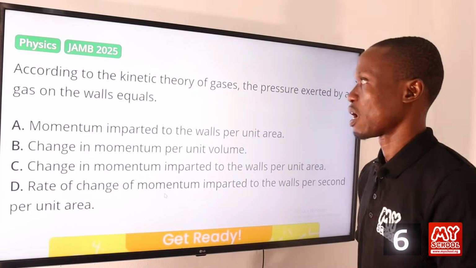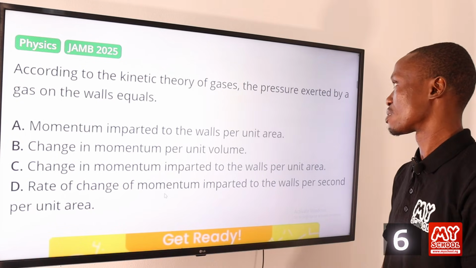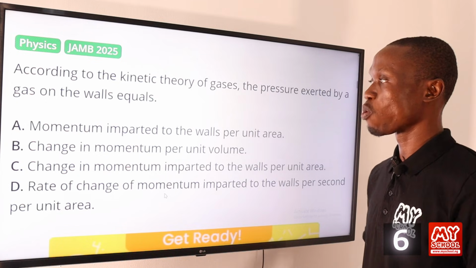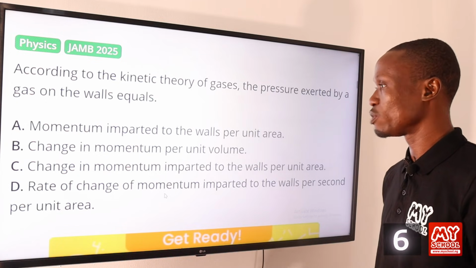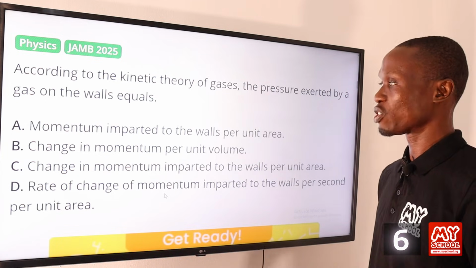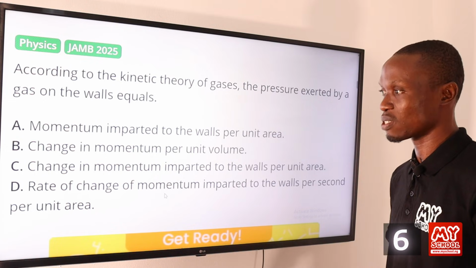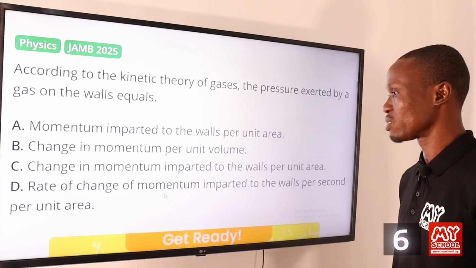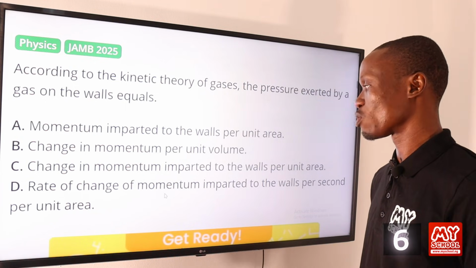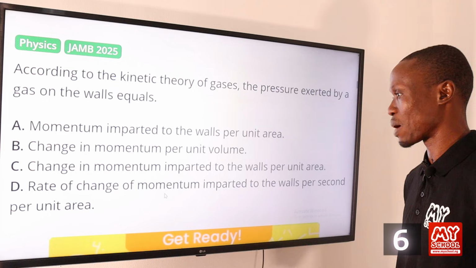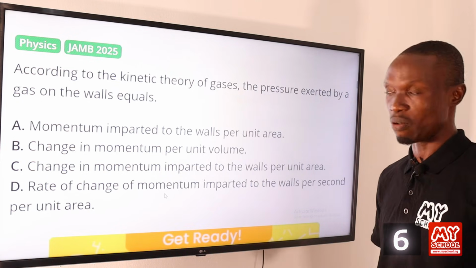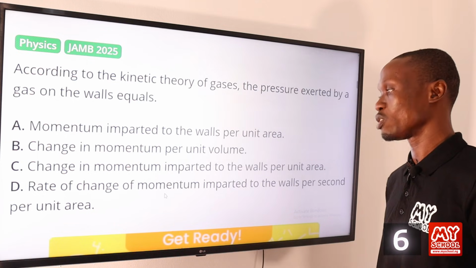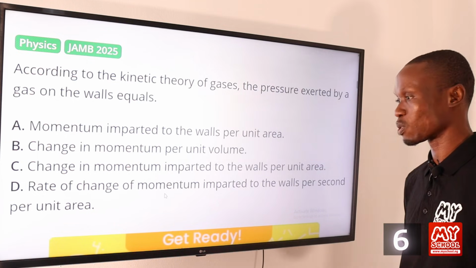Question 6. According to the kinetic theory of gases, the pressure exerted by a gas on the wall equals: A, momentum imparted to the walls per unit area; B, change in momentum per unit volume; C, change in momentum imparted to the wall per unit area; D, rate of change of momentum imparted to the wall per second per unit area. So the answer to this question is option D, rate of change of momentum imparted to the walls per second per unit area.